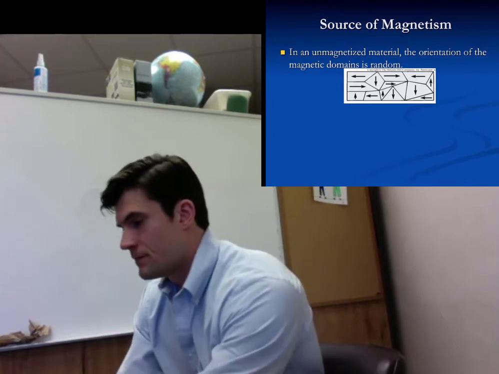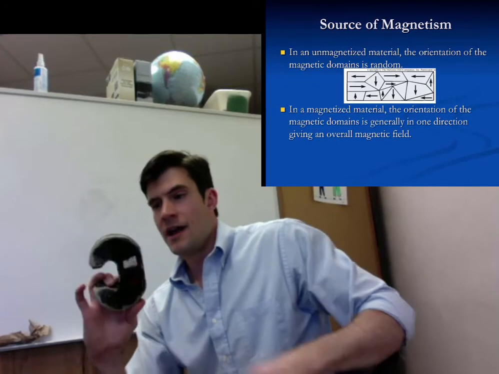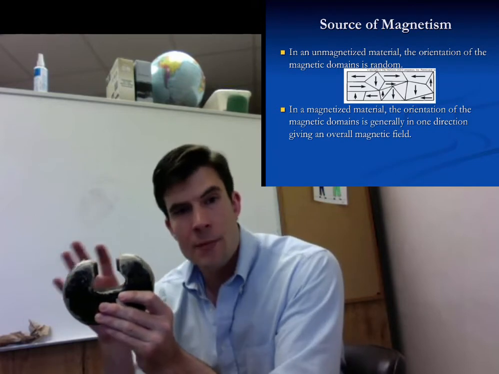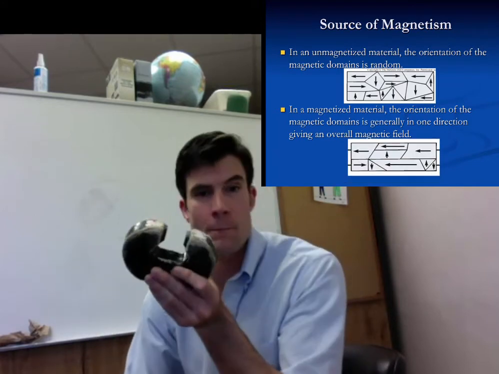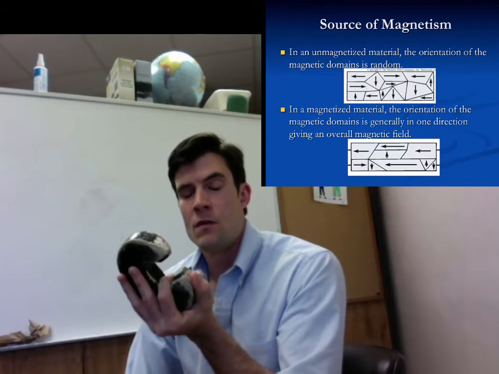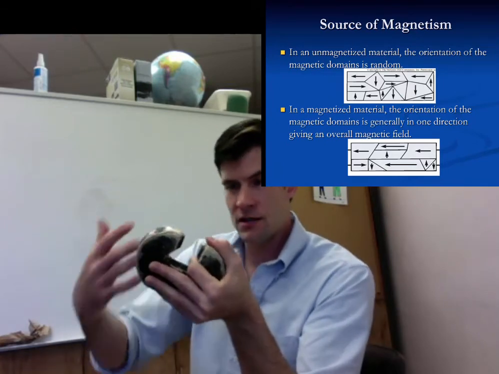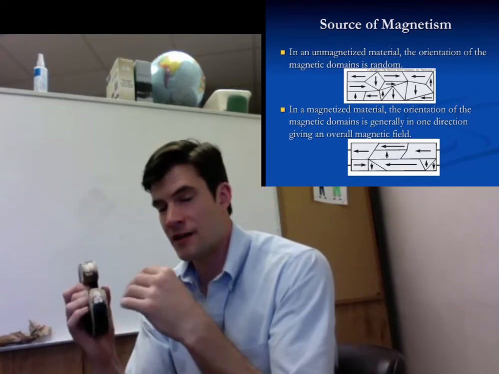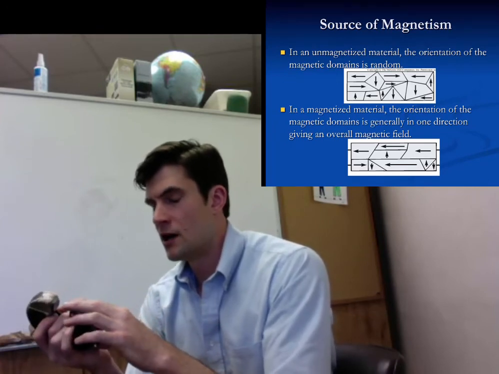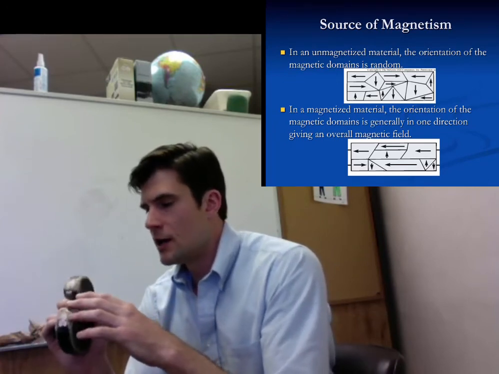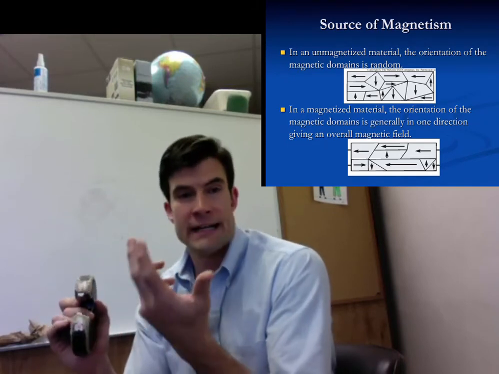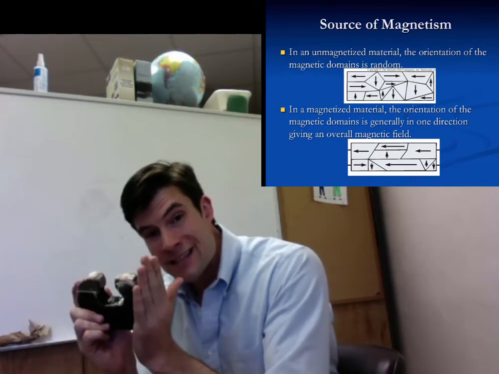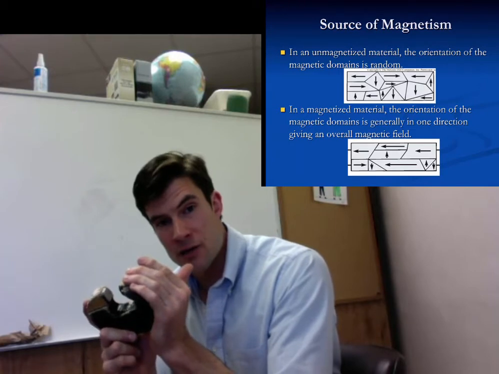In the permanent magnet, in a magnetized material, at least a majority of these magnetic domains are oriented in a common direction, giving that overall magnetic field. The more of these magnetic domains that are arranged in the same direction, the stronger the magnetic field. So this magnet, it's big and heavy, but it's actually fairly weak. We've got some pretty strong magnets in the demo room that I'm going to bring for some demos next week. But the stronger the magnet, the more of these magnetic domains are arranged in a common direction. So that's what makes this a magnet: the orientation of the magnetic domains.